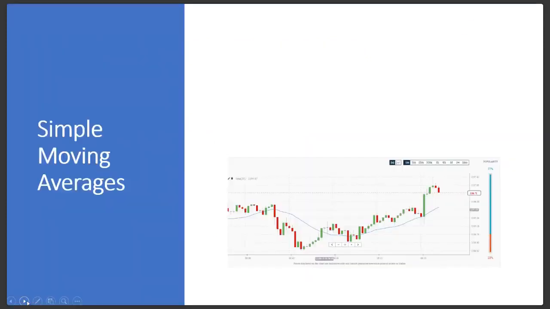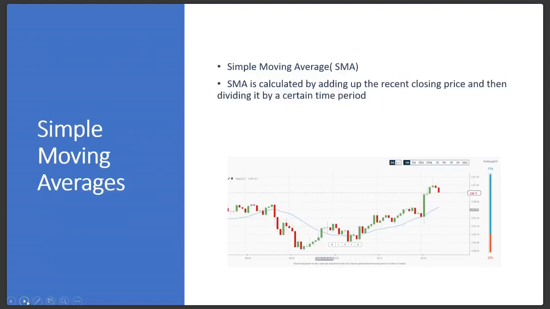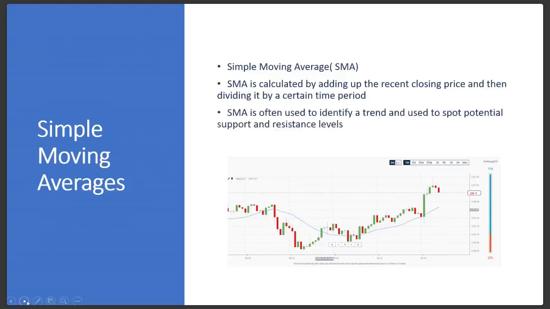Starting off with simple moving averages. Simple moving averages, or simply SMA. SMA is calculated by adding up the recent closing prices of an asset and then dividing it by a certain time period. So for example, you take the closing price of, say, the euro dollar over the last 10 days, and you then divide it by that time period. And that is how the calculation is done.